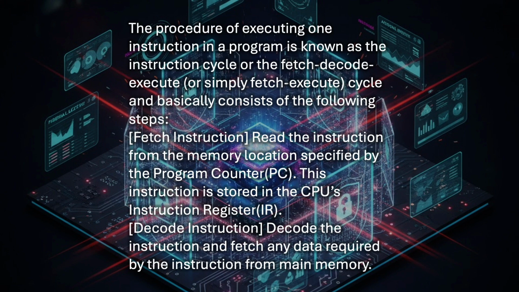The procedure of executing one instruction in a program is known as the instruction cycle or the fetch-decode-execute, or simply fetch-execute cycle, and basically consists of the following steps. Fetch instruction: read the instruction from the memory location specified by the program counter. This instruction is stored in the CPU's instruction register. Decode instruction: decode the instruction and fetch any data required by the instruction from main memory.